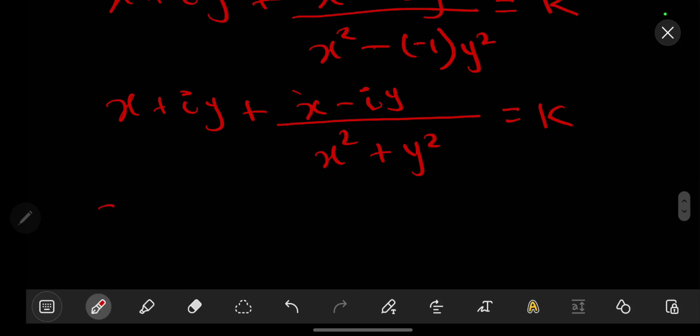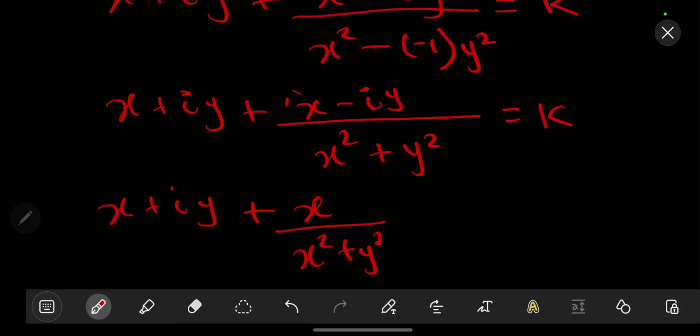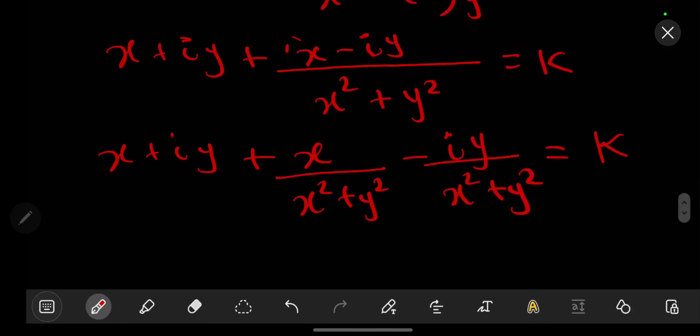So this means that we are going to have our x plus iy, which is standard there. We are going to have plus this x, divided by the denominator, which is our x squared plus our y squared, and also minus our iy, divided by our x squared plus our y squared. Let it be equal to your k. So this is how you divide: the first number by the denominator, the second number by the denominator.